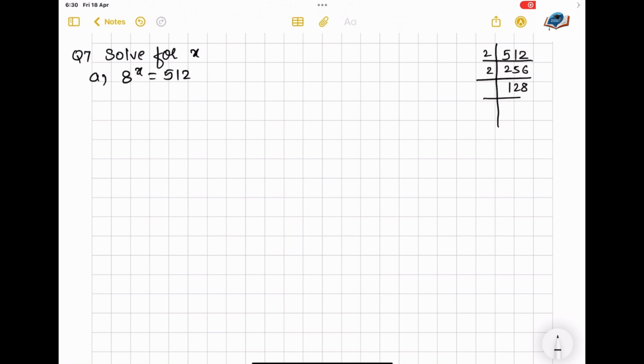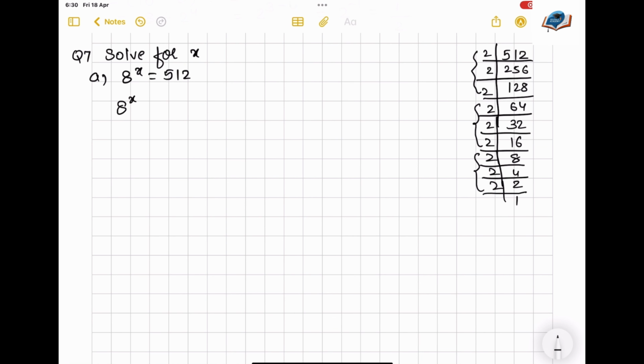Again 2, 64. Again 2, so 32. Again 2, so 16. Again 2, so 8. Again 2, 4, 2, 2, 2, 1. Now I want 8, so I have to make a pair of 3 numbers. So here it is clearly seen 8 raised to x equal to 8 cube. So x equal to 3.